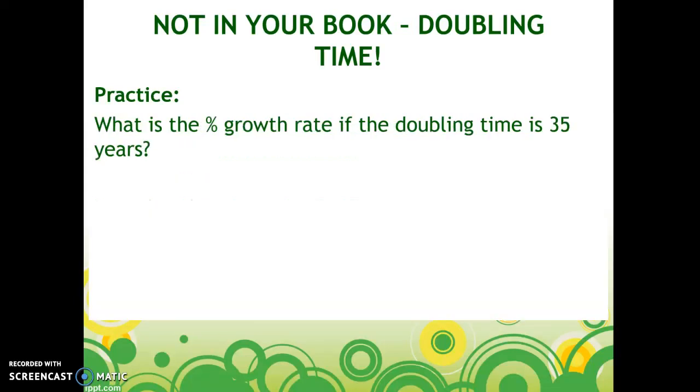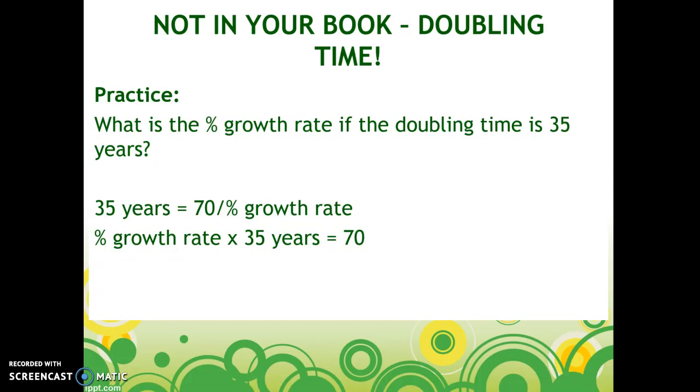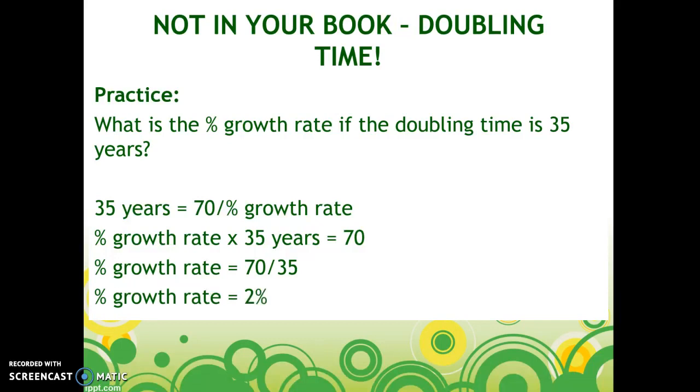Another example says, what is the percent growth rate if the doubling time is 35 years? So again, I plug things in. 35 years is my doubling time, and then 70 divided by the percent growth rate, which is what we're trying to find. So I need to move around my equation a little bit. I'm going to multiply both sides by percent growth rate. It cancels it out on the right and moves it over to the left. So now we have percent growth rate times 35 years gives us 70. Again, I'm going to get rid of the 35 years on the left by dividing. So 70 divided by 35 means that my percent growth rate is 2%.